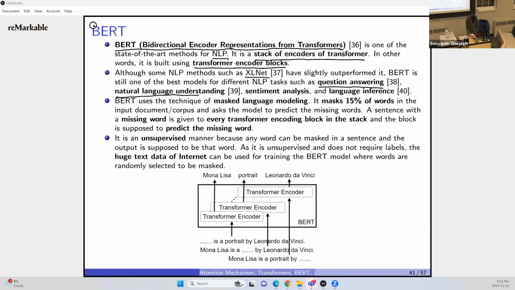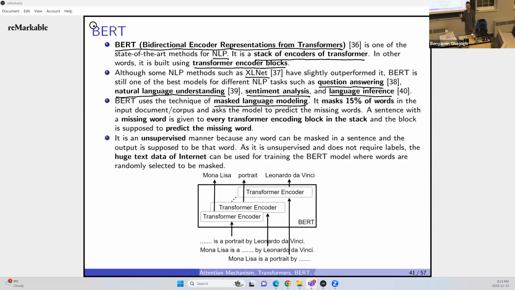Another one is natural language understanding, understanding what a text is about. Sentiment analysis: for example, the emotion of the text, whether it's hateful or not. YouTube uses that for removing hateful comments, right? Or whether a comment says that the customer likes the product or not. These are sentiment analysis. And language inference. Anyways, BERT uses the technique of masked language modeling.